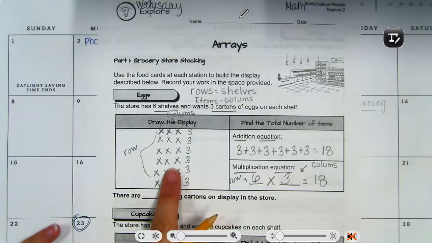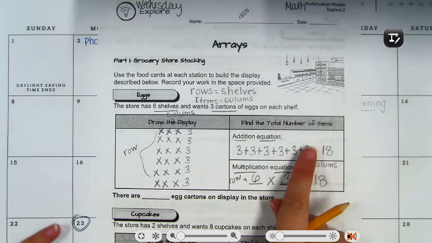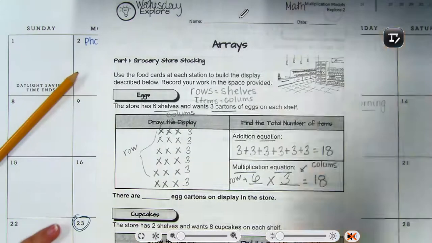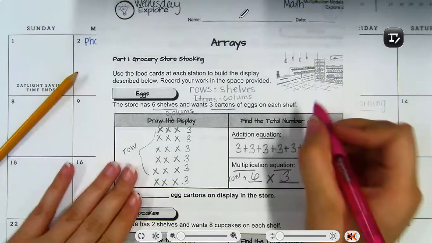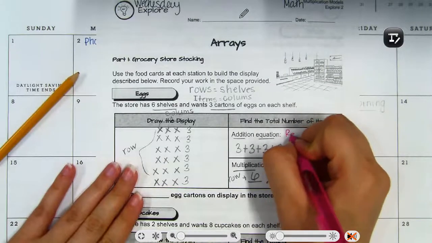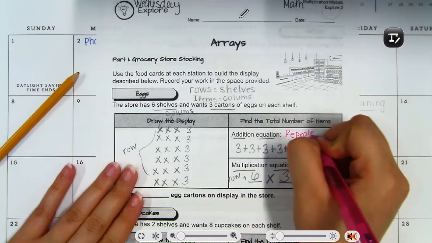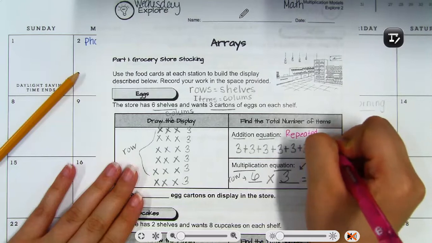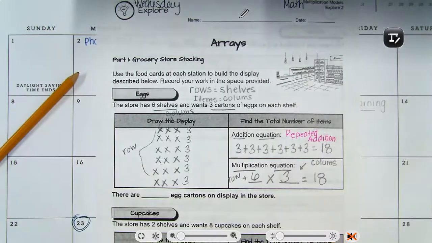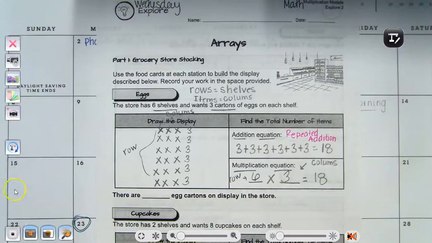We're drawing our array. We're writing the repeated addition. Okay, so just because it says addition equation, guys, that is our repeated addition. And that is where we are adding the same number over and over, okay? Depending on how many groups or how many rows we have is how many times, okay? So I need to go sharpen my pencil, so I'm gonna pause real quick.